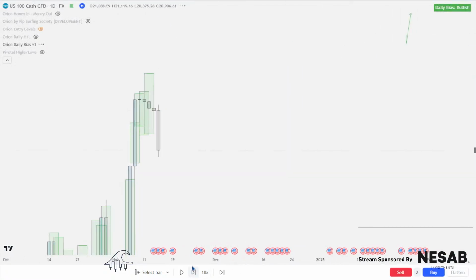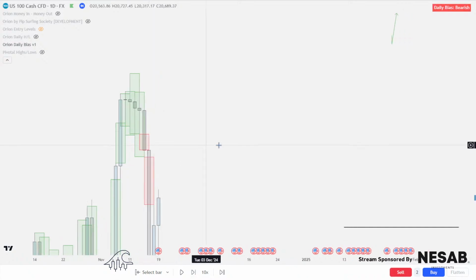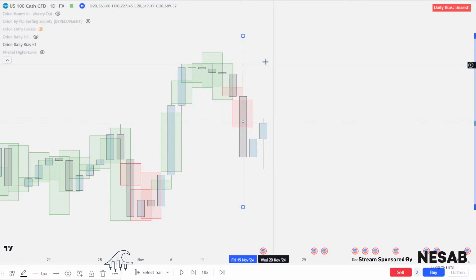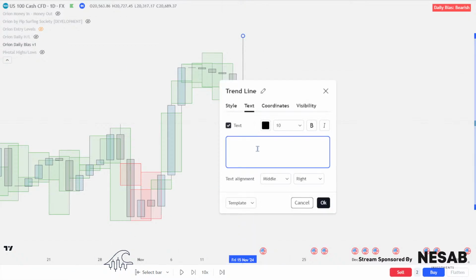All right, 1 second. We're actually doing a bit of testing here. One of the problems is the way TradingView processes its data, and we're having an issue with the way Orion processes it.